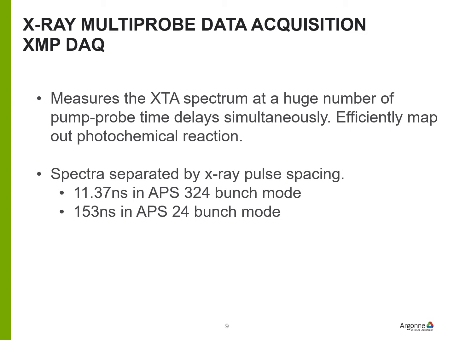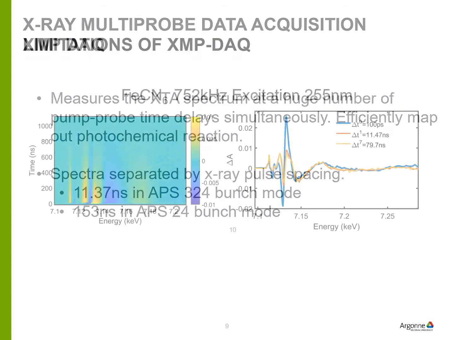So just to summarize here, the X-ray multiprobe data acquisition technique, also called XMP-DAQ, measures the XTA spectrum at a huge number of pump probe time delays simultaneously. And this allows you to efficiently map out a photochemical reaction using XTA. And the spectra obtained are separated by the X-ray pulse spacing.